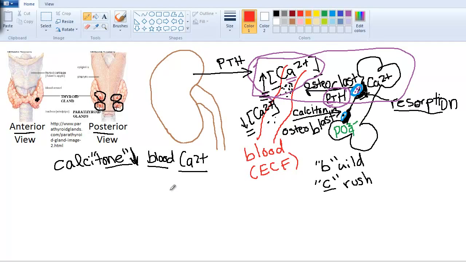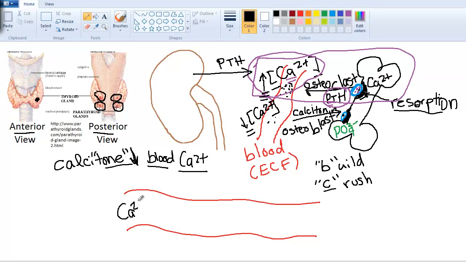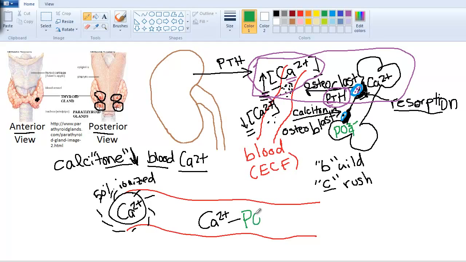And if I just draw out another blood vessel down here, inside the blood you'll have calcium floating around. Some calcium is just floating around by itself. That's what we call the active calcium that's taking effect, and that is our ionized calcium. It's about 50% of the calcium in the blood. Then there is some calcium that is bound to phosphate, and we call this complex calcium. That's about 10% of the calcium floating in the blood, and it's not active. The other 40% of calcium is protein bound.